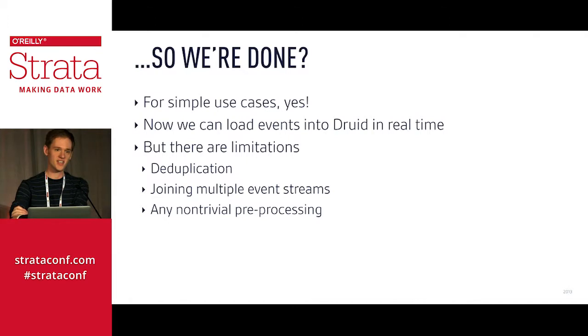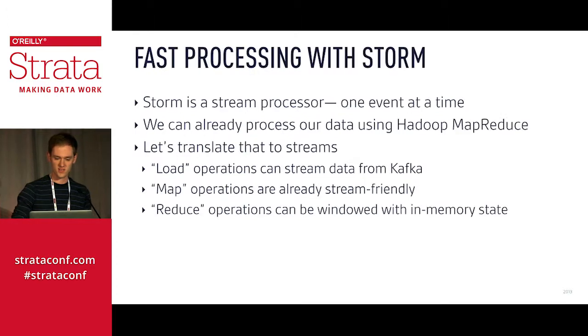This data pipeline can't deduplicate events. That's a common problem in real-time pipelines. We can't join multiple event streams because we're essentially shoveling events directly into Druid indexes. There's no ability to do anything like that. We can't do any non-trivial pre-processing. These are all issues that we had at Metamarkets with the first version of our real-time pipeline. And we addressed them with Storm.